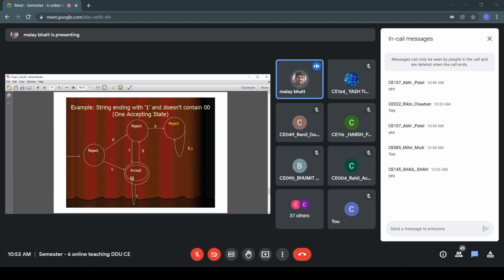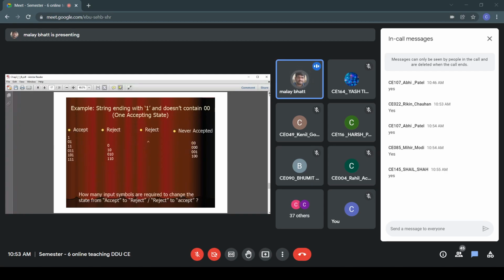Now if we are getting 0 again, 0 1 0, it will again go into the reject state, because from 0 1 0, the picture is still not clear. It may become 0 1 0 0, or 0 1 0 may become 0 1 0 1. Is it clear? We have two possibilities for 0 1 0.